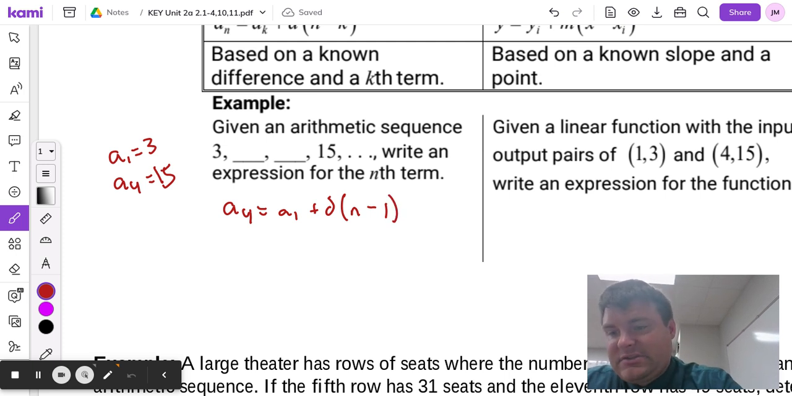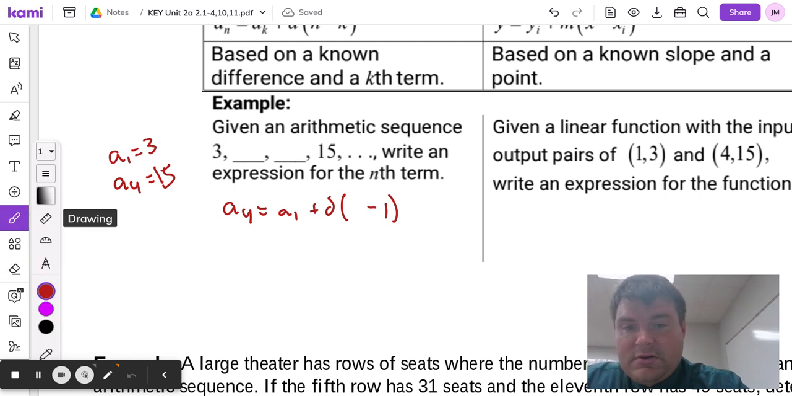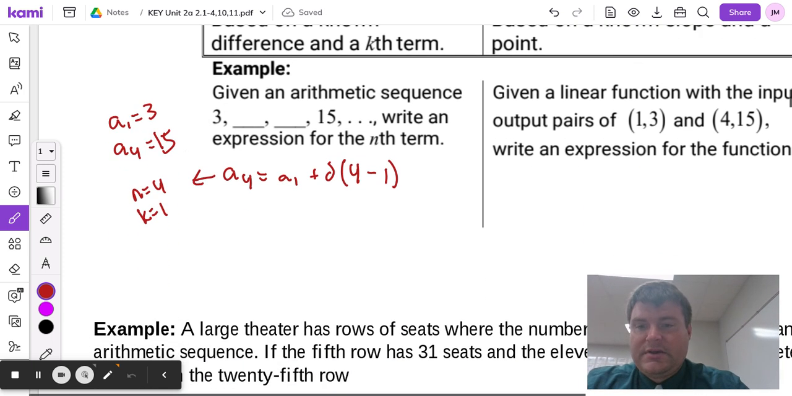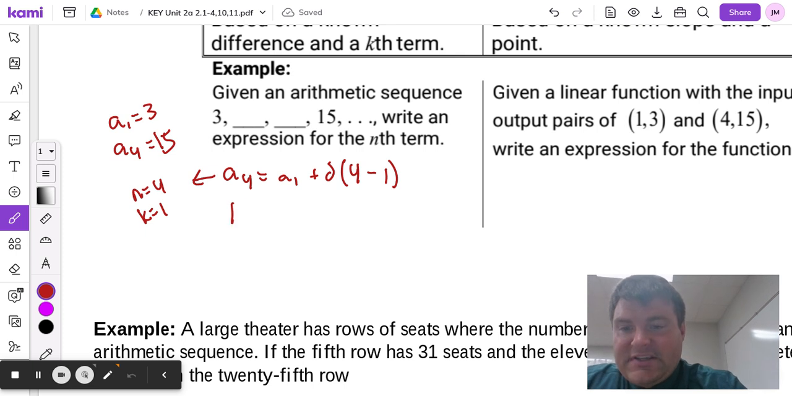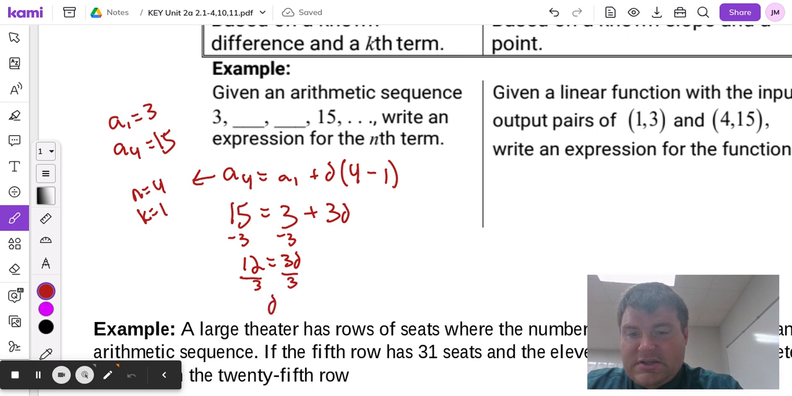Well, actually, my n value is 4. So this is me expressing this with n equals 4 and k equals 1 from this form right up here. So a sub 4, which I have, is 15, equals a sub 1, which is 3, plus 3d. So subtract 3 from both sides. We get 12 equals 3d. Divide both sides by 3, and d is equal to 4. So now I have d is 4.